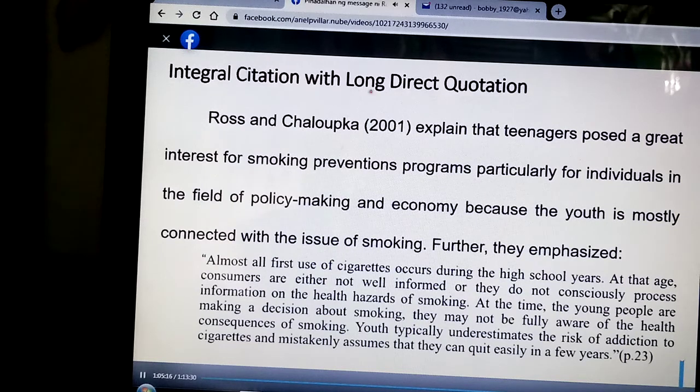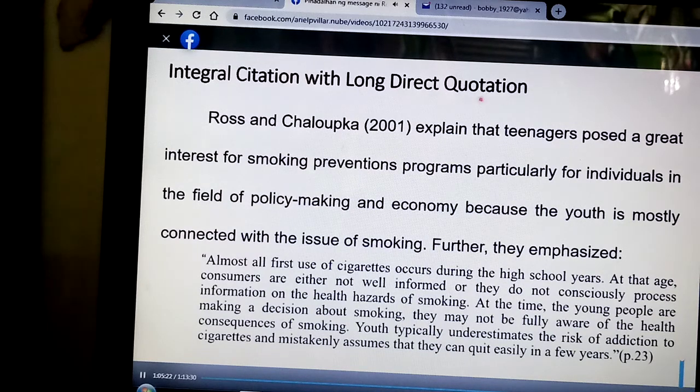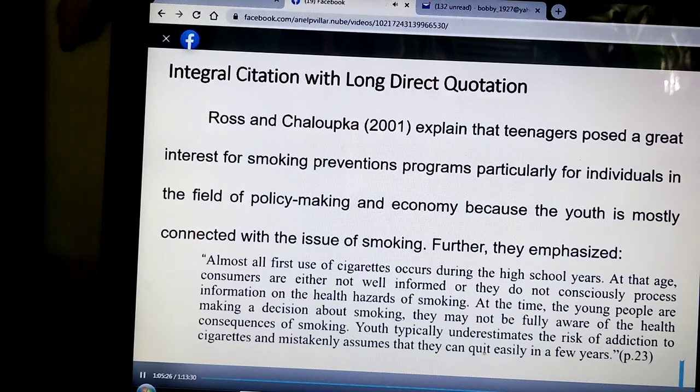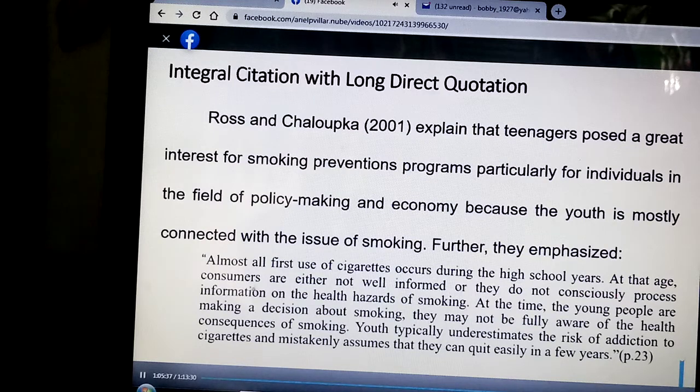Tapos, gagamit tayo ng long direct quotation. Yung other parts ng paragraph na yon, dahil long direct quotation ang style na ginamit natin dito, kinopya na lang natin yung actual words from the original. Ayan. Naka-format na lang siya as long direct quotation. Naka-LDQ format po siya. Kinopya na lang natin yung sinabi doon sa original paragraph, up to 100 words po yan, and then nilagay na lang natin yung page number kung saan natin siya nabasa.